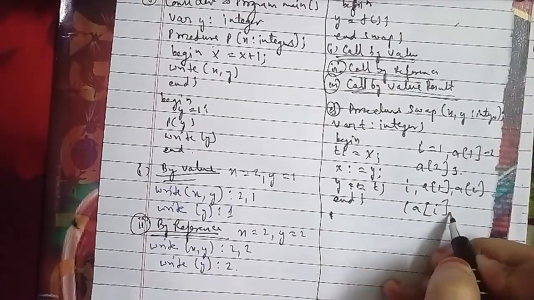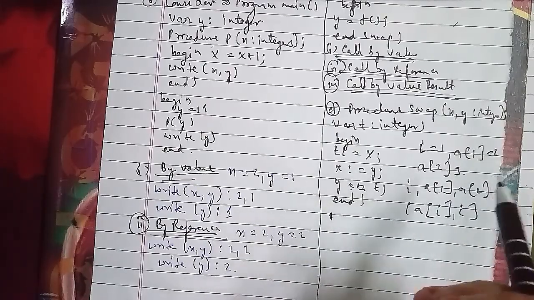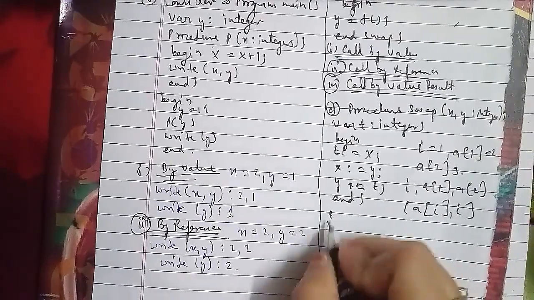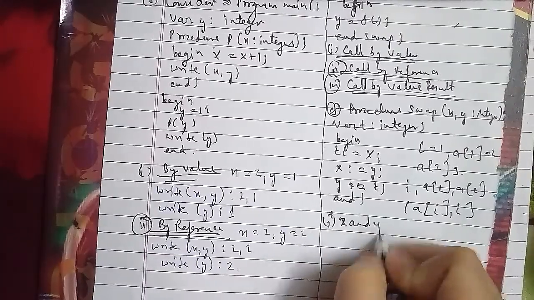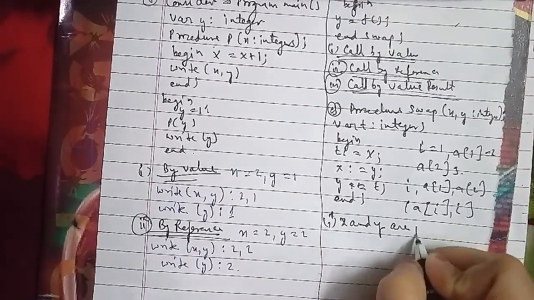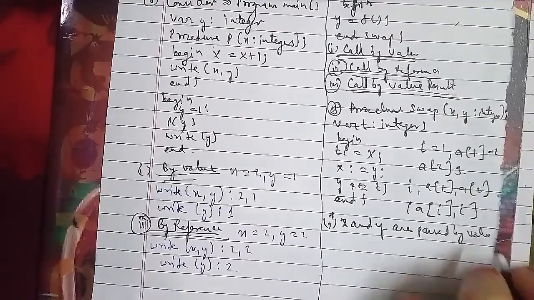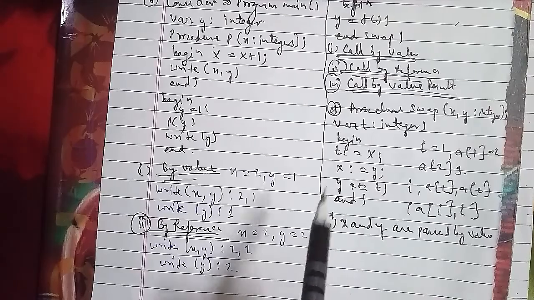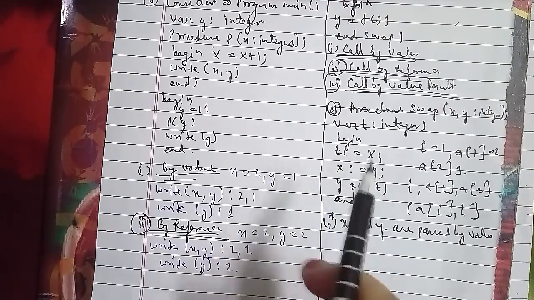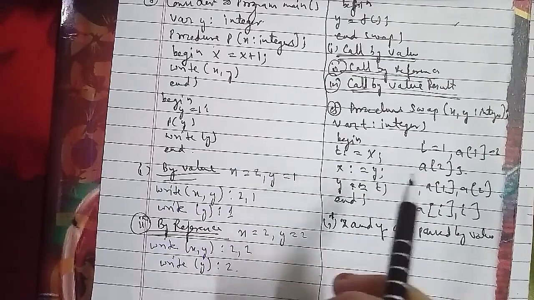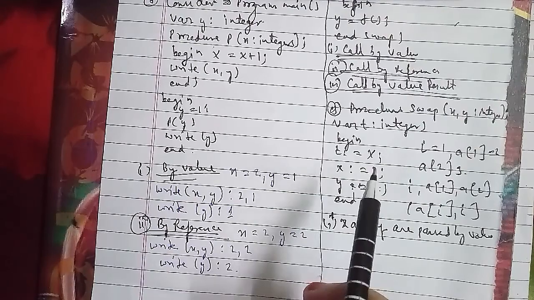The second case we have is where x is passed by value and y is passed by reference. In this, if x is passed by value and y is passed by reference, then the value of x will not change, but the value of y will change, and the new values after the swap, which are a of I and I, will be 2, 2 here.